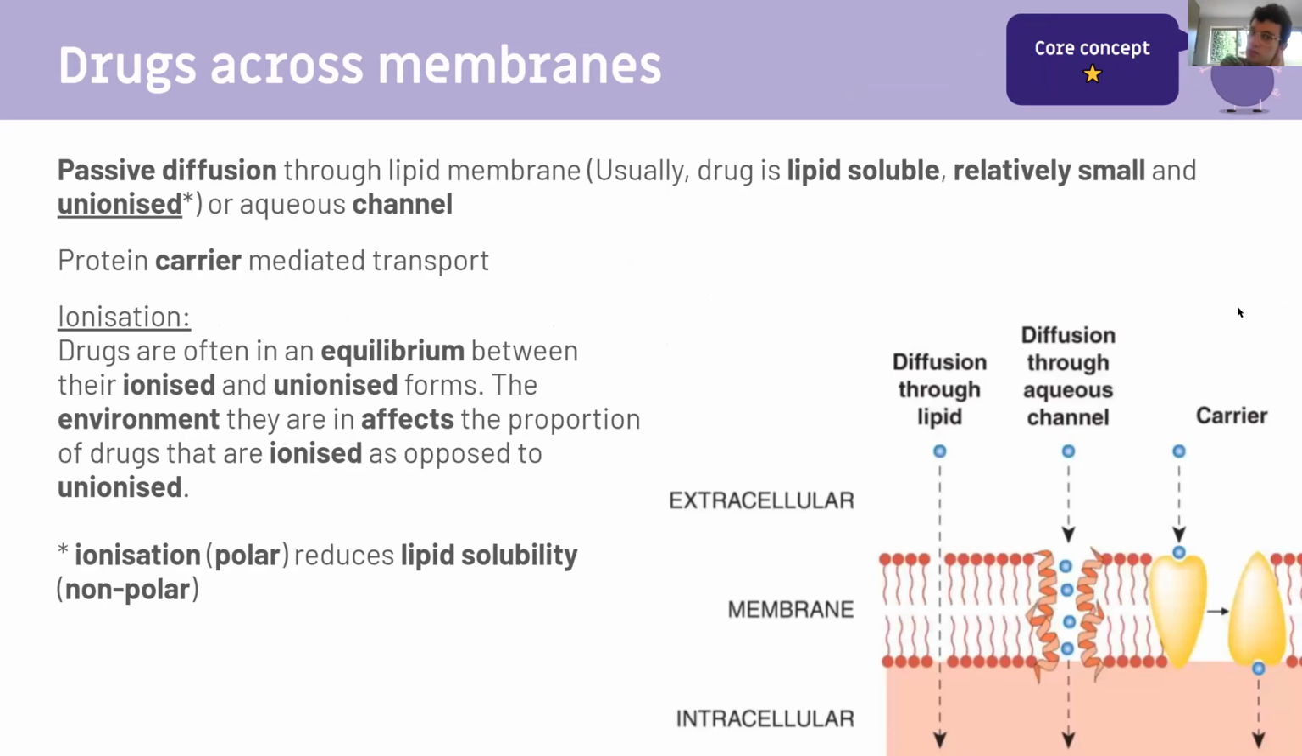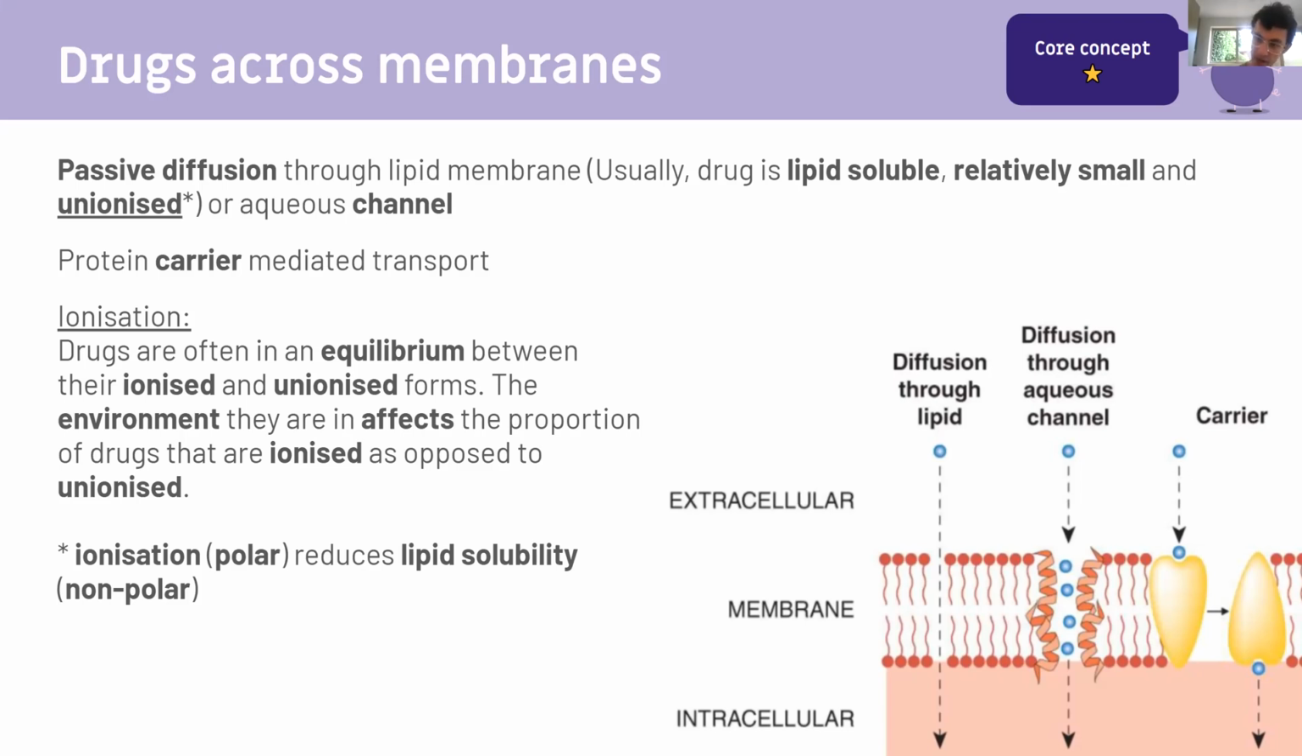There are different ways a drug can cross a membrane. One is normal diffusion through a lipid. For example, CO2 is just going to diffuse across. This is almost always passive, and it's dependent on a concentration gradient. Usually the drug is lipid soluble, relatively small, and unionized. Alternatively, there can be an aqueous channel through which drugs, substances or molecules can just pass. These are often passive as well.